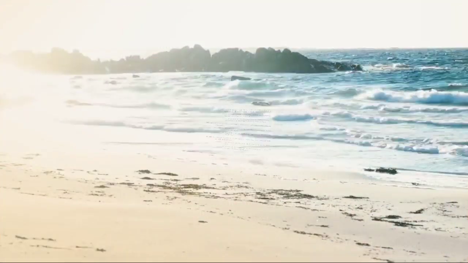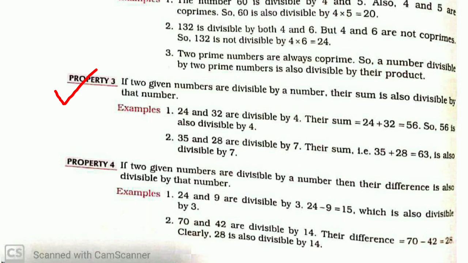Now we are moving to the next property, property number 3. If two given numbers are divisible by a number, their sum is also divisible by that number. Example, 24 and 32 are divisible by 4. Their sum, 24 plus 32, equals 56. Then 56 is also divisible by 4. And in the second example, 35 and 28 are divisible by 7. Their sum, 35 plus 28, equals 63, which is also divisible by 7.